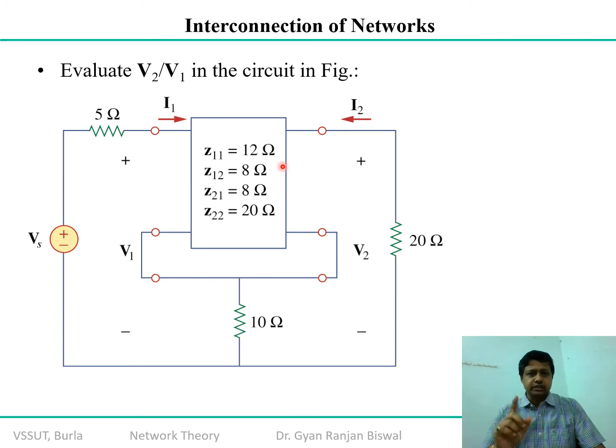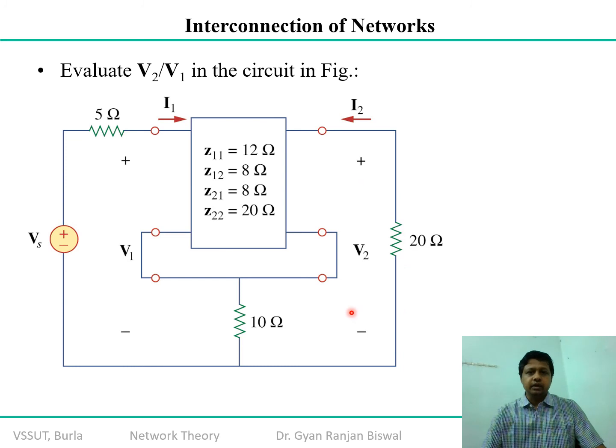Let's say that is network N1, and in cascade to that, you treat this 10 ohm resistance not as part of the whole but as an individual network. So let's say N2 is equal to this 10 ohm network only. In that case N1 and N2, which is a 10 ohm resistance, are connected in cascade, in series on both the sides.